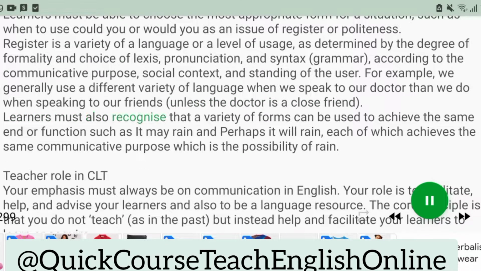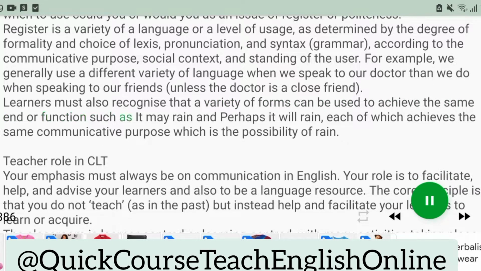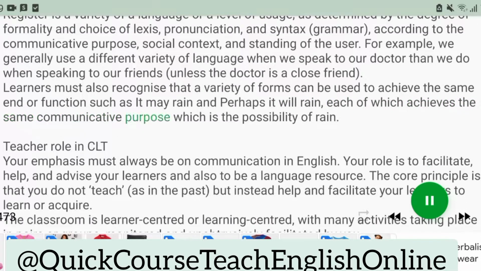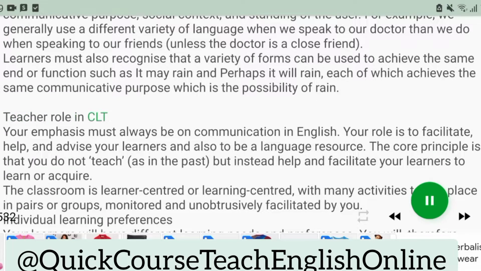Learners must also recognize that a variety of forms can be used to achieve the same end or function, such as "it may rain" and "perhaps it will rain," each of which achieves the same communicative purpose, which is the possibility of rain. Teacher role in CLT.